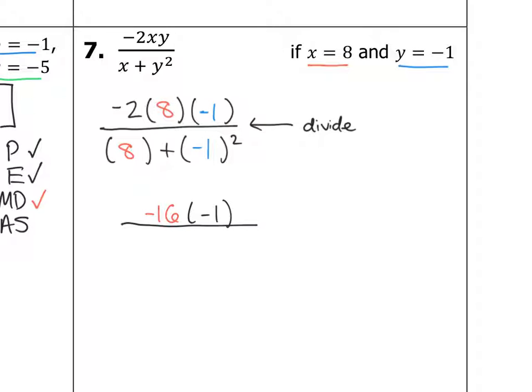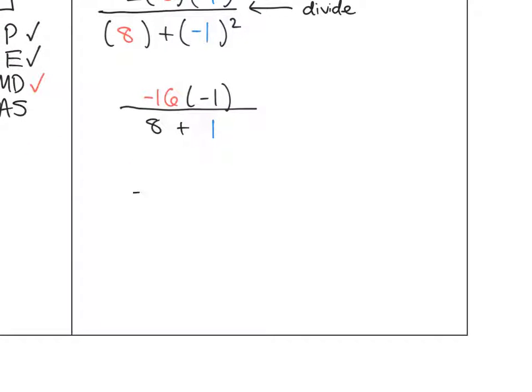In the denominator, I have addition and exponents. I need to do the exponent part first. Negative 1 squared is positive 1. So this is 8 plus 1 in the denominator. Now in my numerator, I can take negative 16 times negative 1. That's going to give me just 16. And in the denominator, I have 8 plus 1. 8 plus 1 is 9. So we have 16 divided by 9.